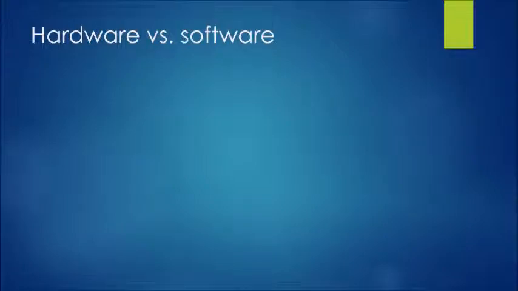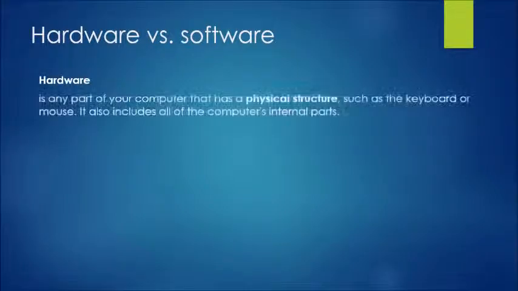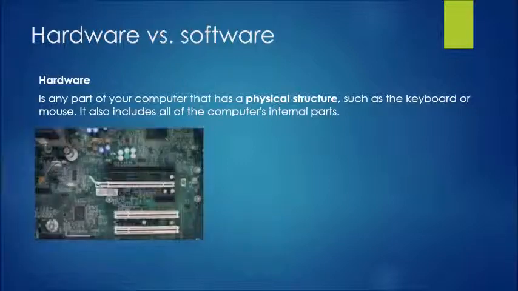Hardware versus software. Hardware is any part of the computer that has a physical structure, something that you can touch physically, such as a keyboard, mouse, monitor, etc. It also includes all the computer's internal parts, which you can see in the image below.